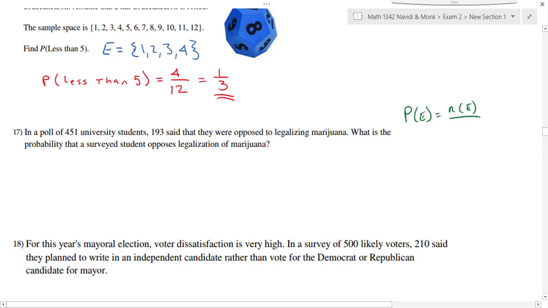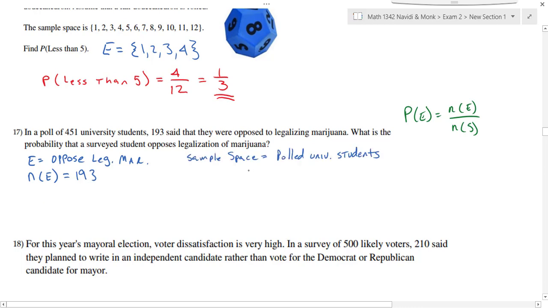We look at the number of elements in the event divided by the number of elements in the sample space. For this problem, our event in words is what? Opposing legalization of marijuana. Can I identify how many elements are in my event? Am I told that in the problem? 193. What is my sample space? And then the number of elements in my sample space is equal to 451.